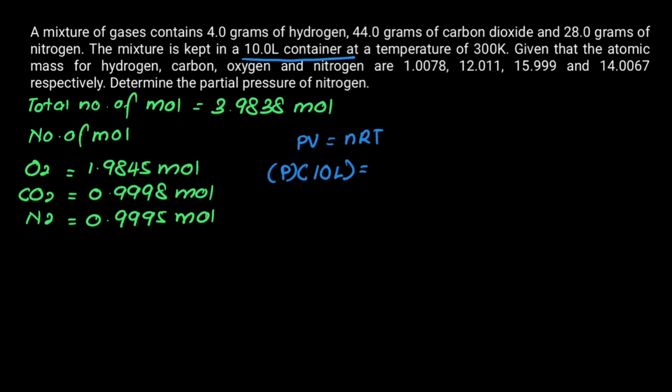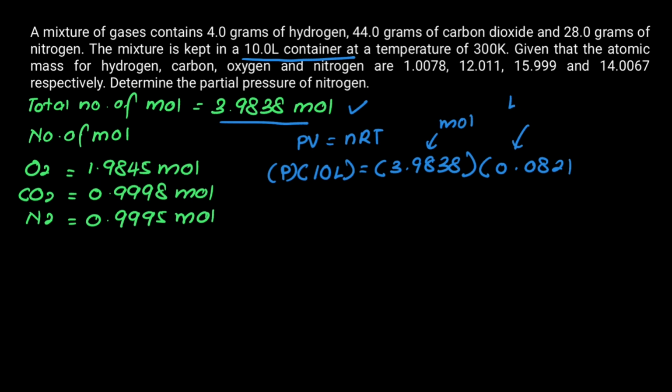N, so what is N? The N should be the total number of moles, which is 3.9838. And R is the gas constant, which is 0.0821. The unit is liter atmosphere over mole Kelvin. And then your T, the temperature given in the question, is 300 Kelvin.